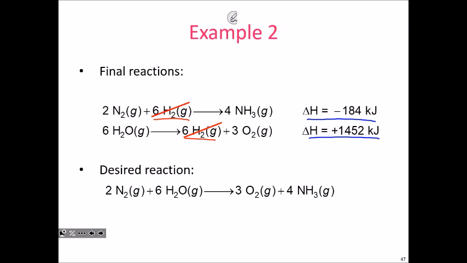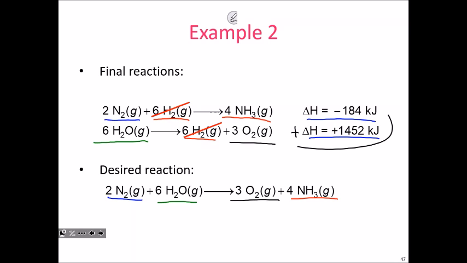So the nitrogen here, okay, it's in its right place. It has the right coefficient. Let's look at the water. It's in the correct place. It has its coefficient of 6. Then we have the 4 ammonias. It's a product and it has the right coefficient. And then our 3 oxygens, we check that. Everything's in its correct place, ready to go.